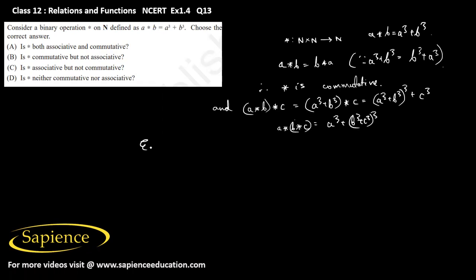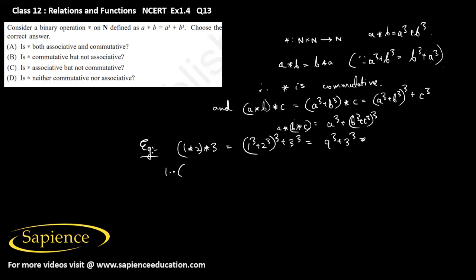Suppose, for example, if I do 1 star 2 star 3, that will be equal to 1 star 2, which is 1 cube plus 2 cube, whole cube plus 3 cube. So that will be equal to 1 plus 8, 9, 9 cube plus 3 cube. So that will be something large.